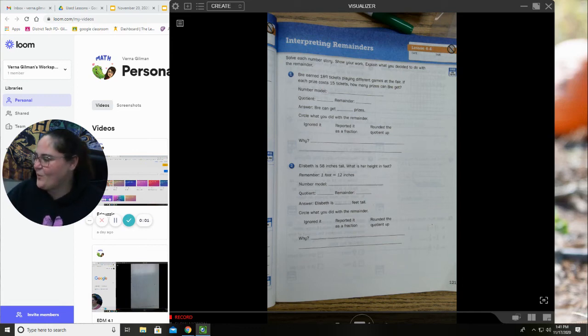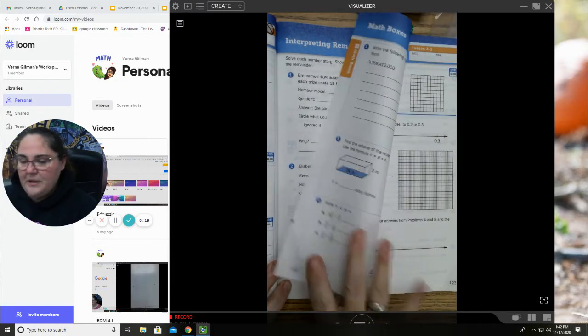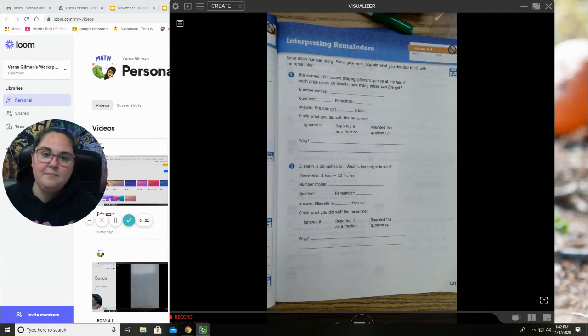Fifth grade, lesson 4.4. Today we're going to work on a few things, including interpreting remainders. So we've been working on story problems, we've been working on decimals, and practicing those for a couple of days. We will continue with that tomorrow. But the first thing that we're going to do is talk mainly about interpreting remainders. That is the main, kind of meat of our lesson today.